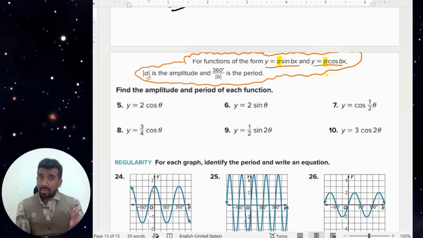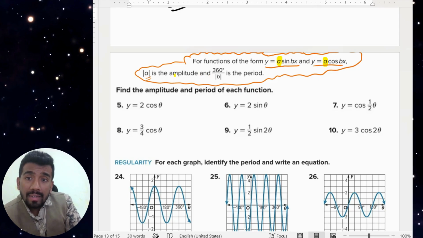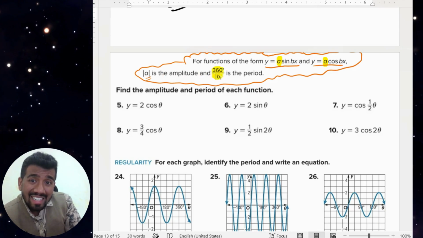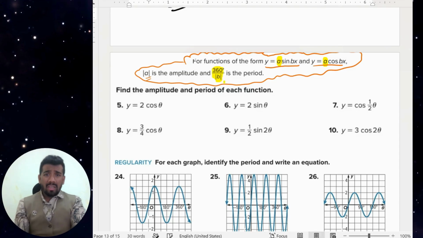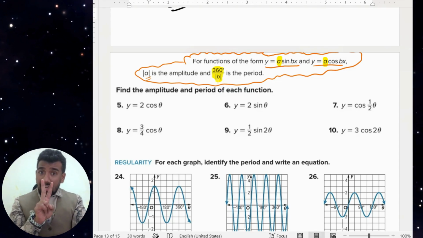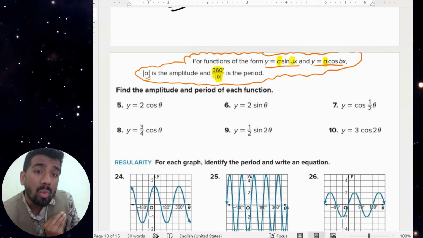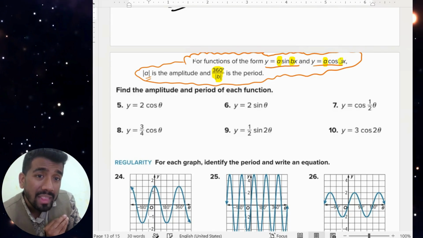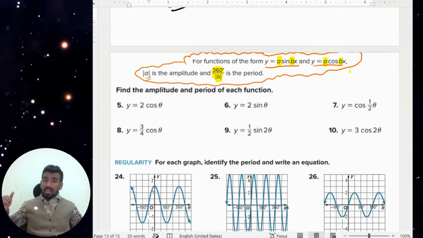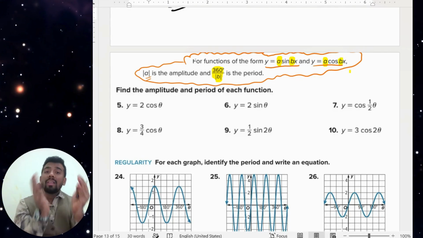So 1 is the amplitude. And what's the period? 360 divided by b. Now what's this b? And that is the positive b. We don't take negative b. Even if it's negative, we take the positive. What's this b? The b is the number with x. The b is the number with x. Okay. So 360 divided by b will give you the period.